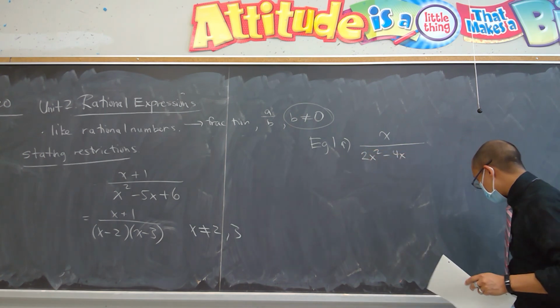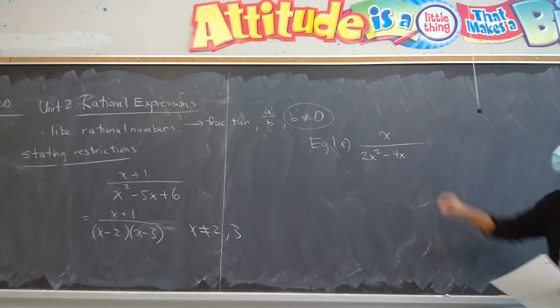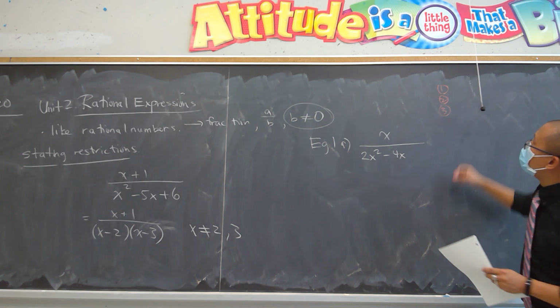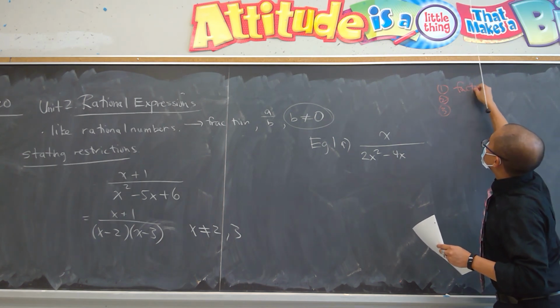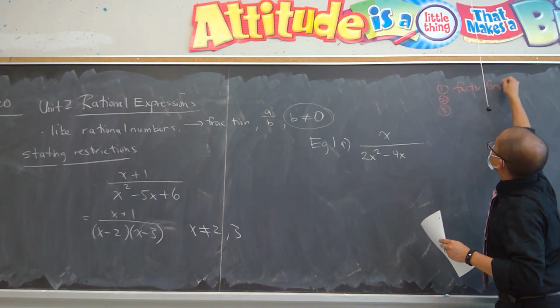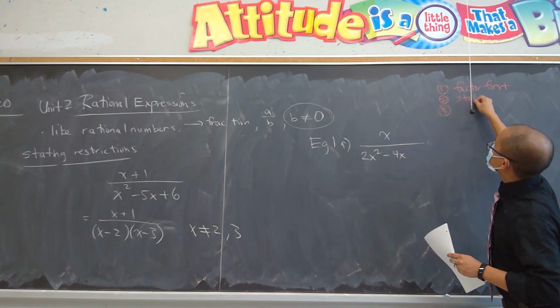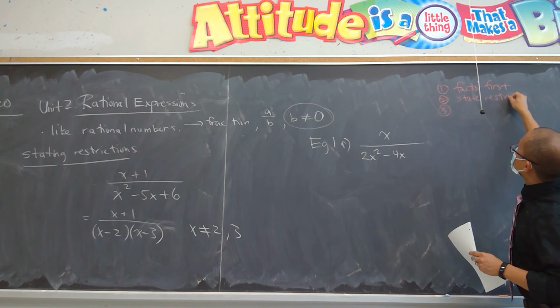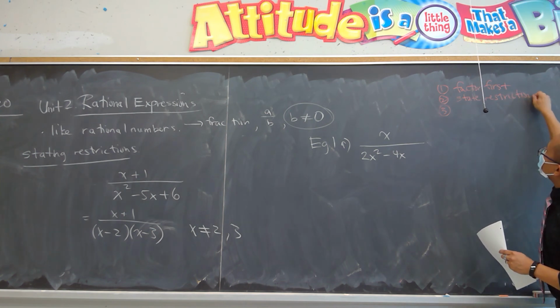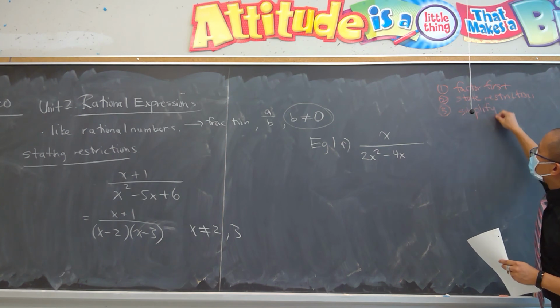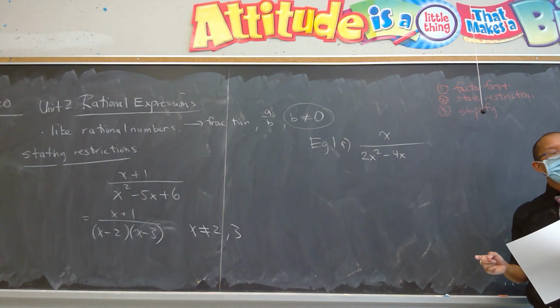And let's give you the rules right away off the top. Here are the rules. There's only 3 straightforward rules. 1, factor first. 2, once you've factored everything, state restrictions, if any. And then 3, you simplify. What does simplify mean? You'll see in a moment.